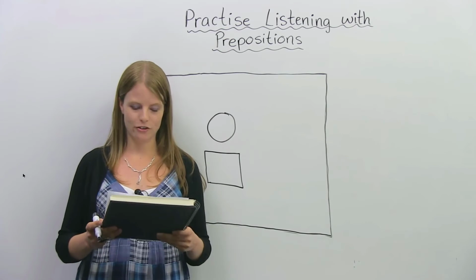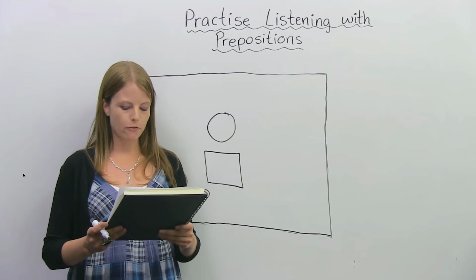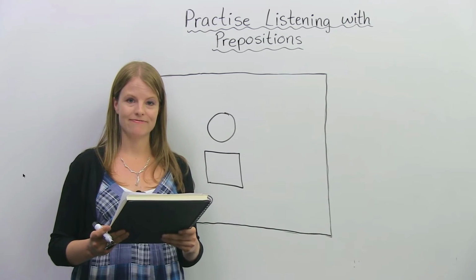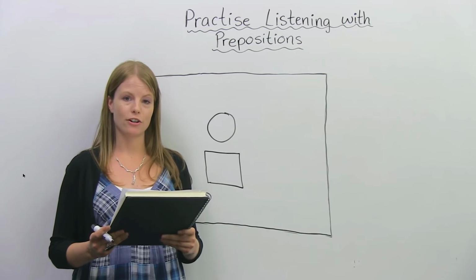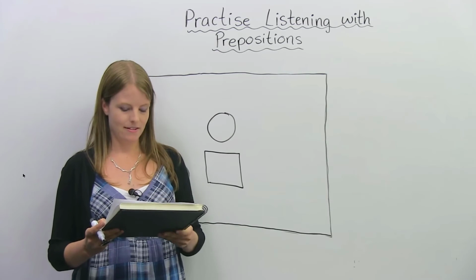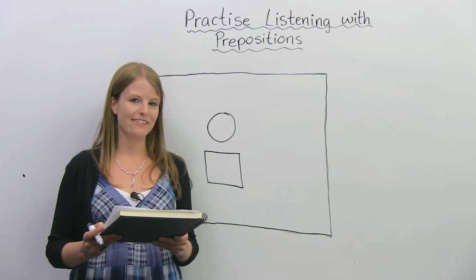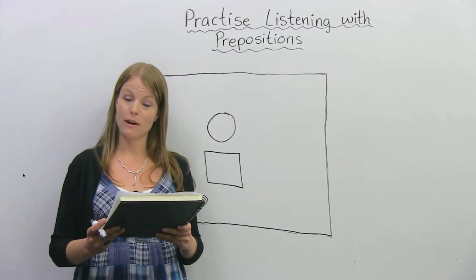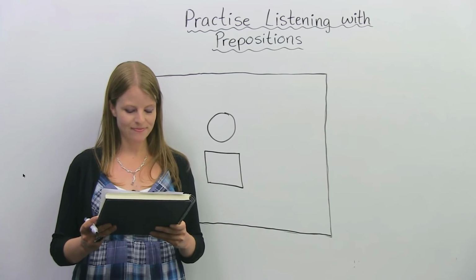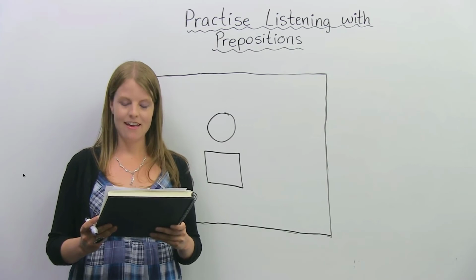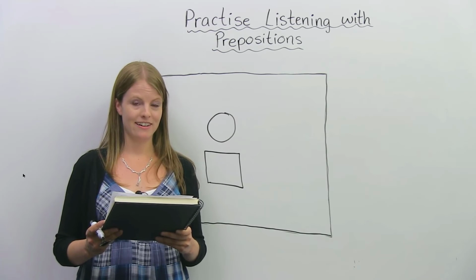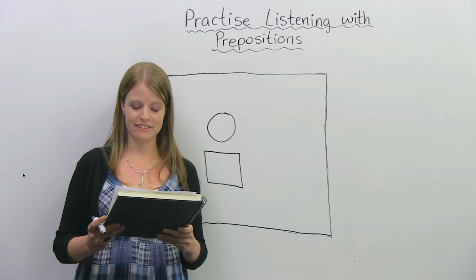All right, next instructions. In the top right corner of the paper, there is a square. Okay, I'll give you a couple seconds to draw that. So there is a square in the top right corner. All right, next instructions. Inside the square, there is a heart.